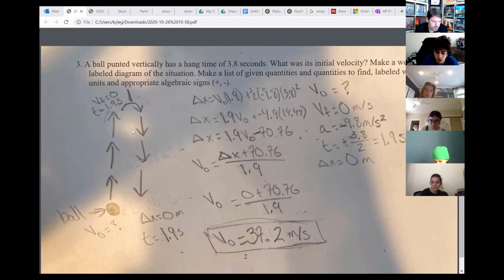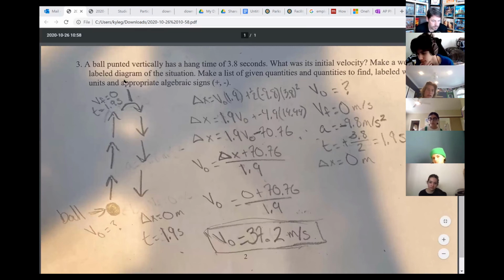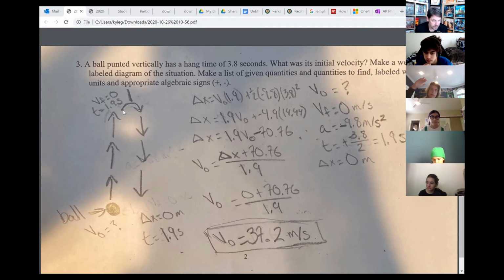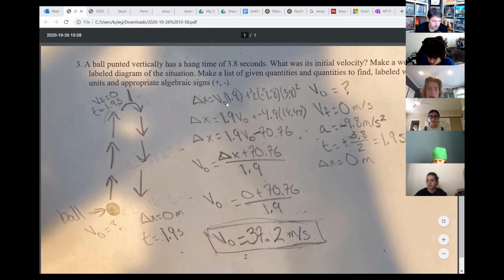And the displacement would be 0 because it just goes back down anyways. And also that final velocity at that halfway point is 0 because that's right between when it stops going up and before it starts going back down.